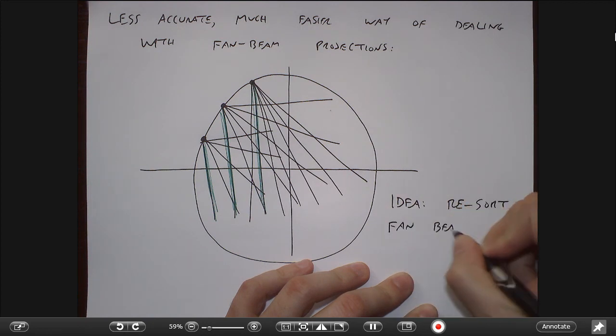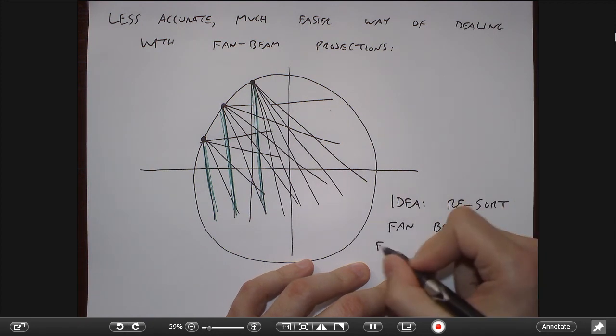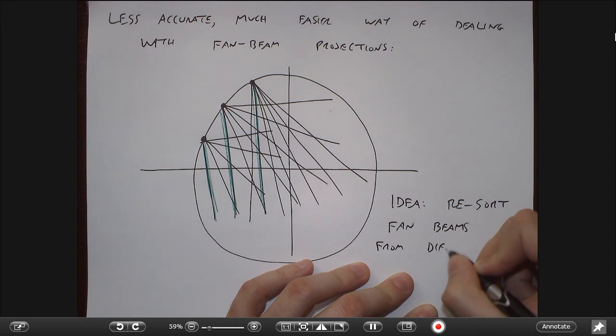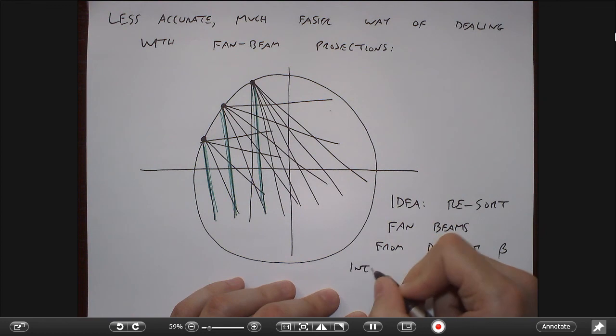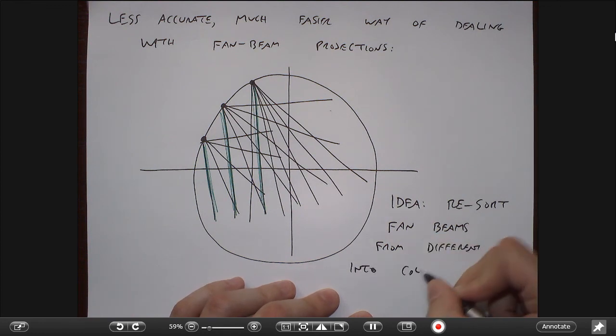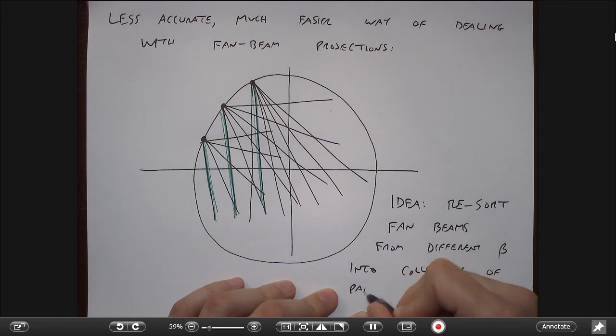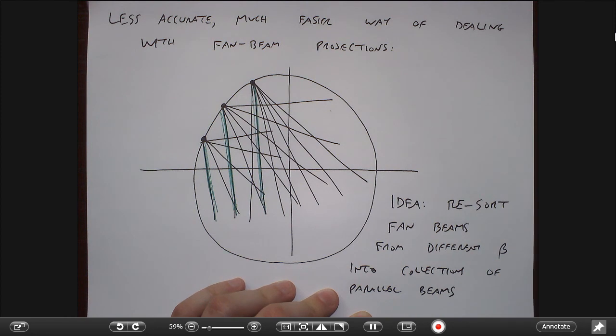So the idea is to resort fan beams from different beta into collections of parallel beams. Which is a kind of clever idea.